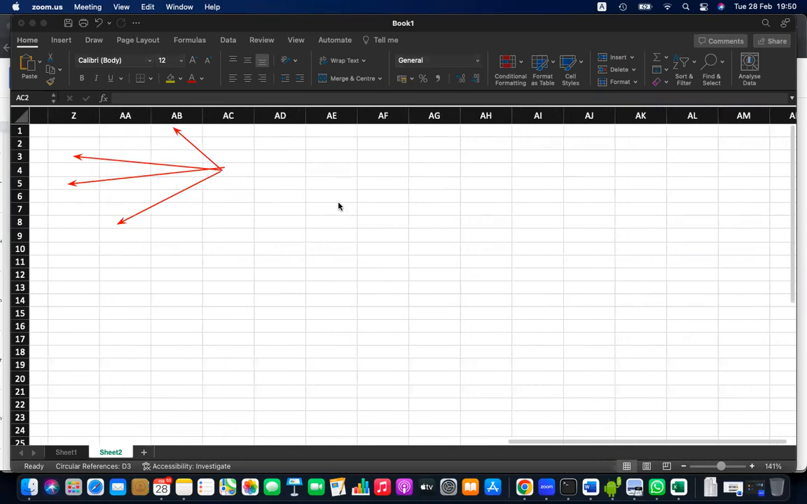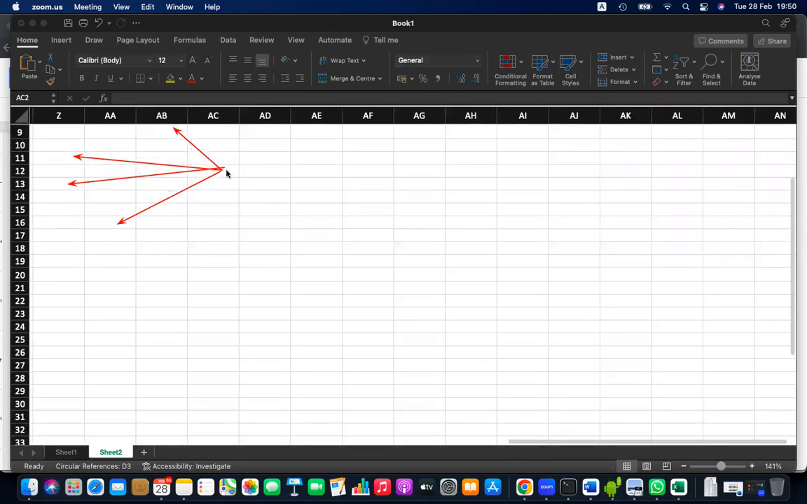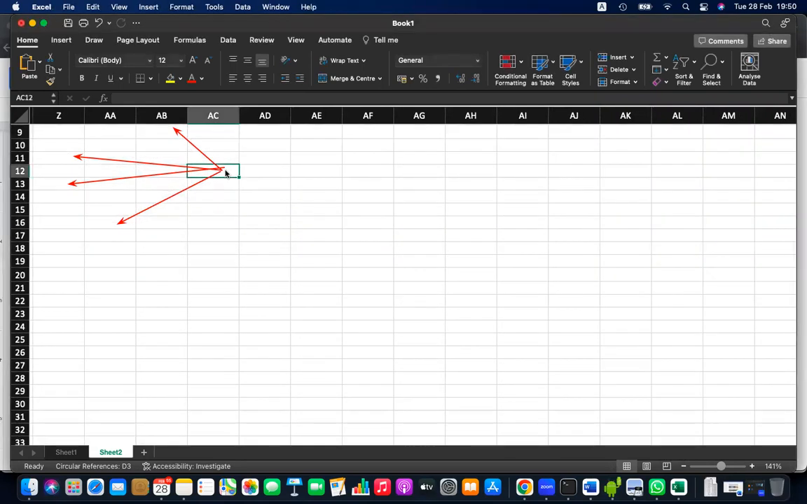AC 12. Now you can tell the values. It is Z11, AA16, AB9, Z13. Understood? That same set will move.